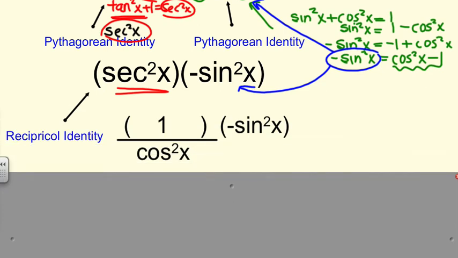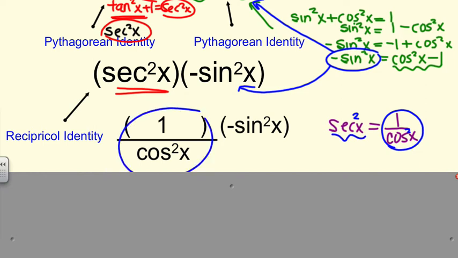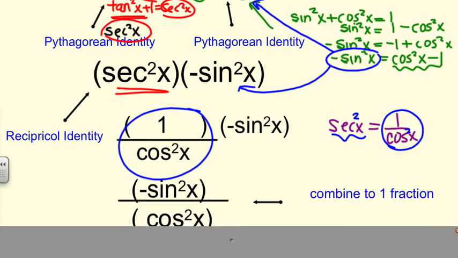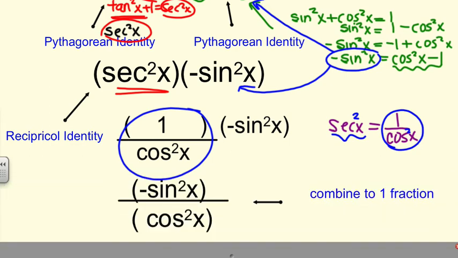Now I'm going to go ahead and use the reciprocal identity. I'm trying to convert this maybe to all sines and cosines. So the reciprocal identity says this. The secant of x equals 1 over the cosine of x. If I change this to a squared and a squared, I can replace this secant squared of x with 1 over cosine squared of x. So there's your reciprocal identity. Now I can combine those two fractions together into 1.